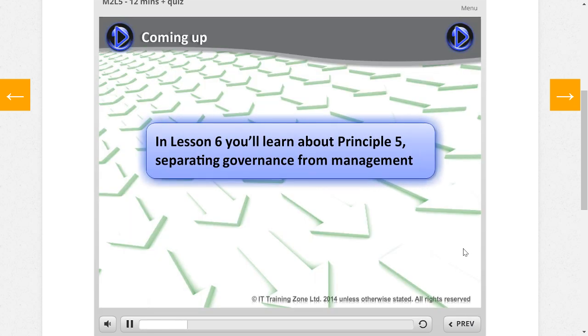The next lesson is Module 2, Lesson 6. In that lesson, you'll learn about COBIT Principle 5, Separating Governance from Management.